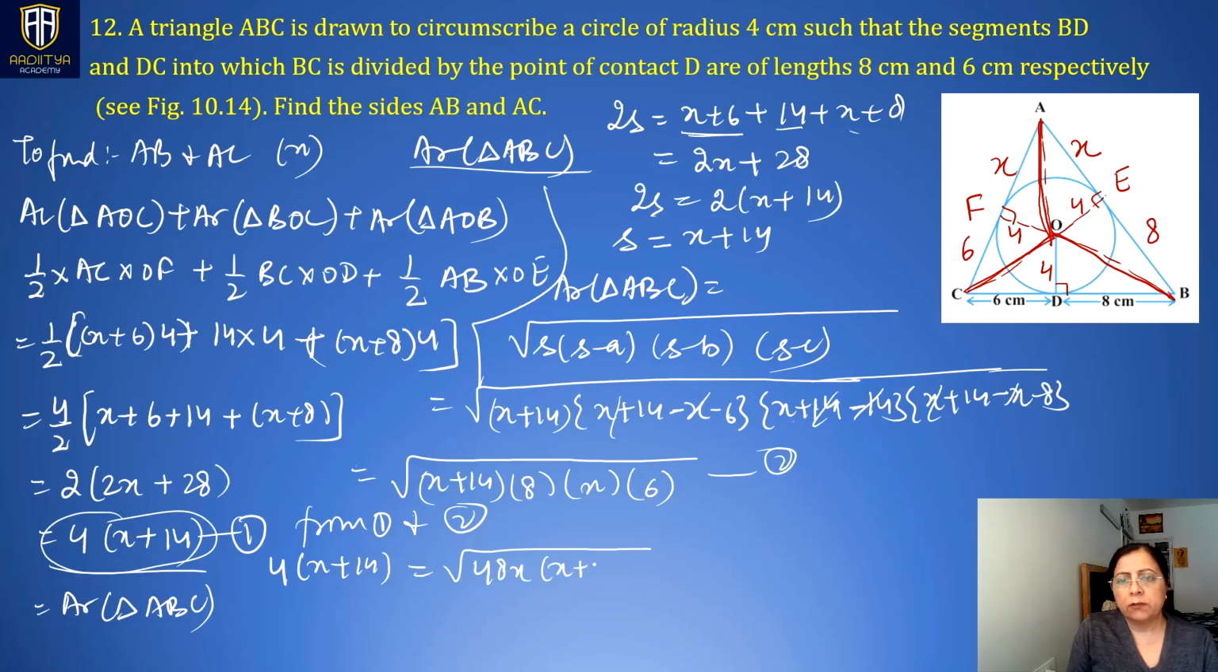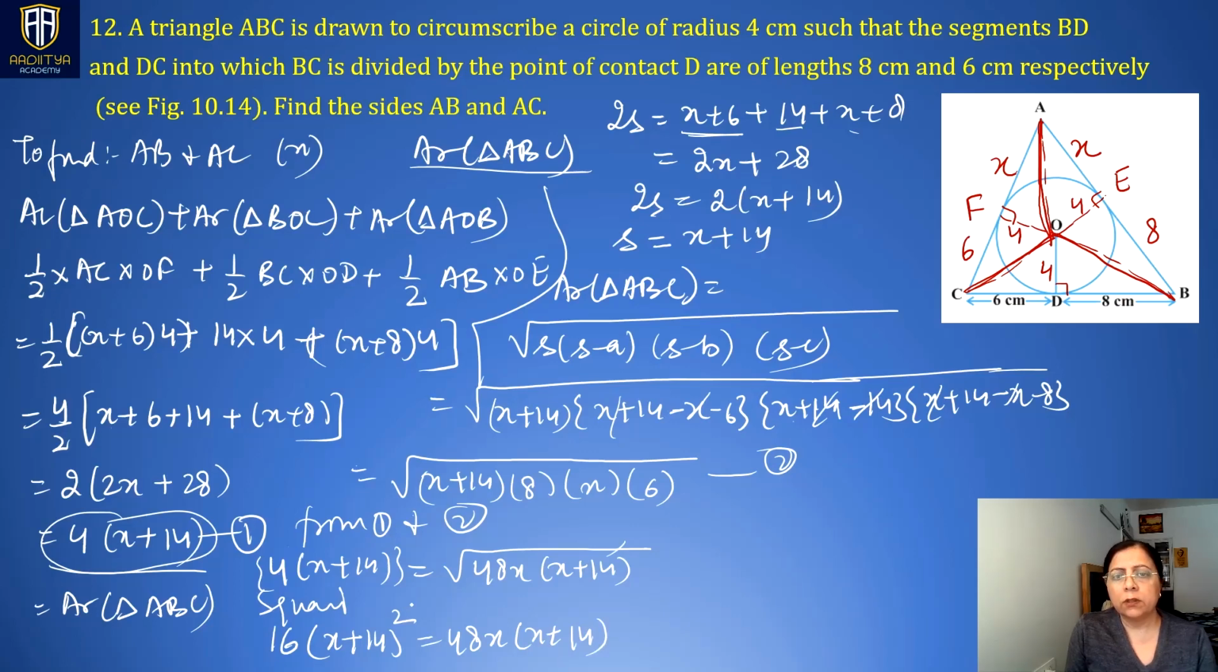48x, in bracket we have x plus 14. Now squaring both sides, we get the square of this whole term becomes the square of 4, which is 16. So this becomes x plus 14 whole square, and here this square root gets reduced. This is 48x into x plus 14. Now we can reduce this bracket. We have square here and single bracket here. One is reduced. So now we have 16 times x plus 14 is equal to 48x.